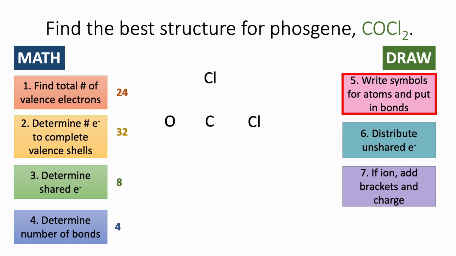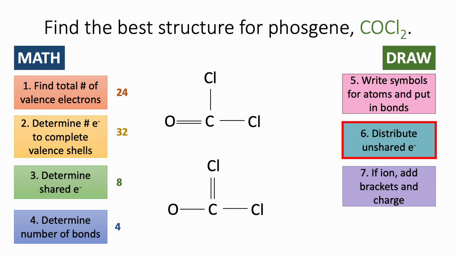And now we're going to put in bonds. We're going to put in 1, 2, 3, but we need 4. So we have to put a double bond in somewhere. So we have a choice. We can put a double bond between oxygen and carbon, or we can put in a double bond between carbon and chlorine. Which way is best? Well, let's put the double bond to oxygen, and let's also put the double bond to chlorine. Let's finish both of these structures, and then we will evaluate formal charge.